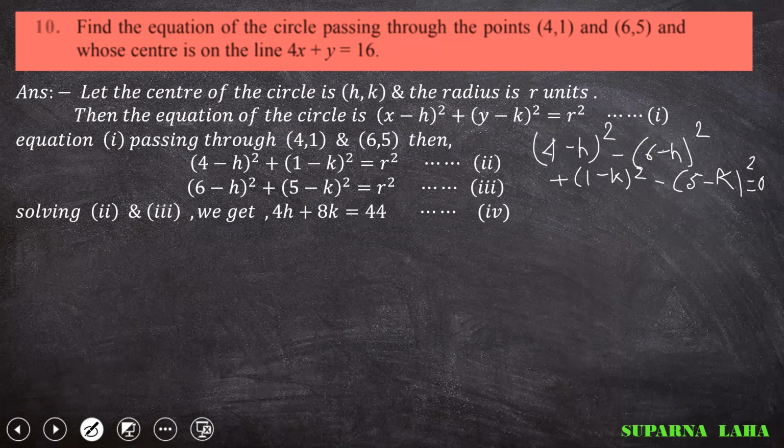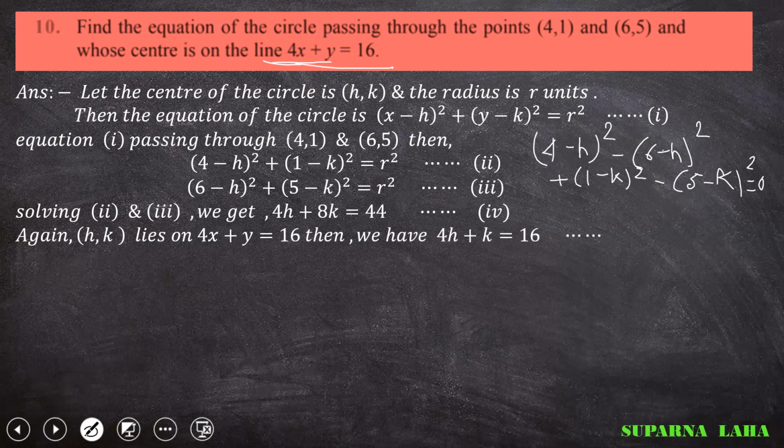Okay. Now again, given the center is on the line 4x plus y is equal to 16. That means the center h comma k will satisfy this equation 4x plus y equal to 16. So if we put h and k in the place of x and y, you will find 4h plus k is equal to 16.